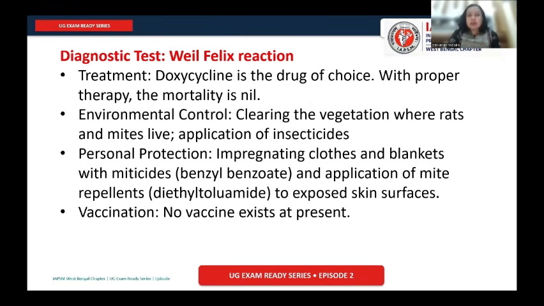Regarding environmental control, clearing the vegetation where rats and mites live helps in decreasing the epidemic. Application of insecticides does help. As far as personal protection is concerned, impregnating clothes and blankets with benzyl benzoate, which is a miticide, and application of mite repellents to exposed skin surfaces while traveling in jungles during epidemic phases might help. As far as vaccination is concerned, no vaccine exists at present.